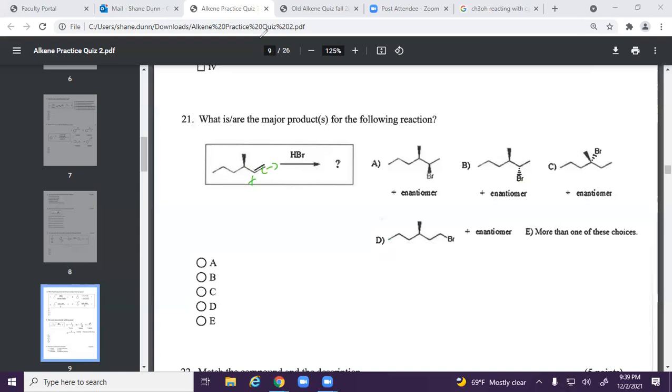Positives here, negatives here, correct? Is that the best place to put the positive charge? No. That's why. Hydride shift. That's what goes on, a hydride shift. The hydrogen that was here swaps places with the positive charge. That's what occurs. It's attached on the backside because this guy right here is blocking it. So the bromine can only attack from the backside. That's why it's C. My bad.